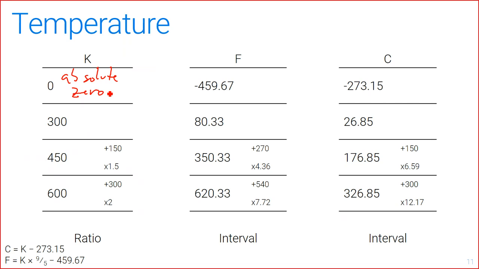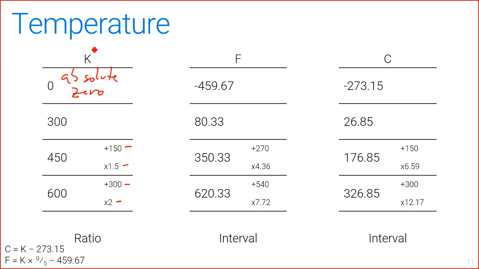Then we can have, for example, 300 degrees, 450 degrees, 600 degrees. And we can here quantify the distances and ratios between them. So we know that from 300 to 450, there is a distance of 150, and we know it's 1.5 times. Same thing for the 600, it's plus 300 degrees, and it's twice as much. These are numbers that make sense. These are operations that make sense in a Kelvin scale.